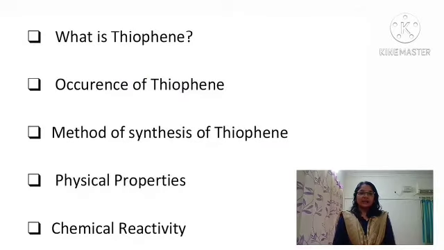In this session, I am discussing mainly about a 5-membered heterocycle, that is thiophene. In that, I am mainly discussing what is thiophene, where it occurs, what are the methods of preparation of thiophene, what are the physical properties, and lastly, I am discussing their chemical reactivity.